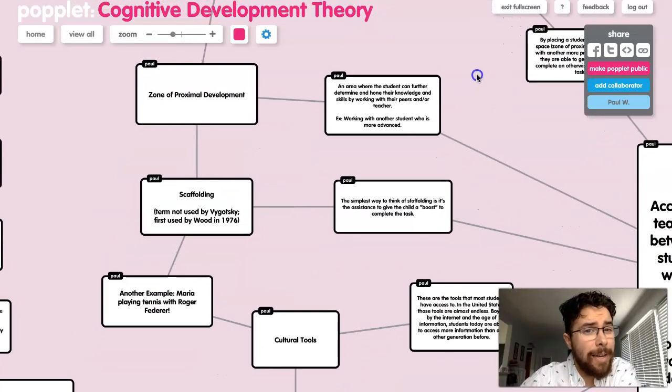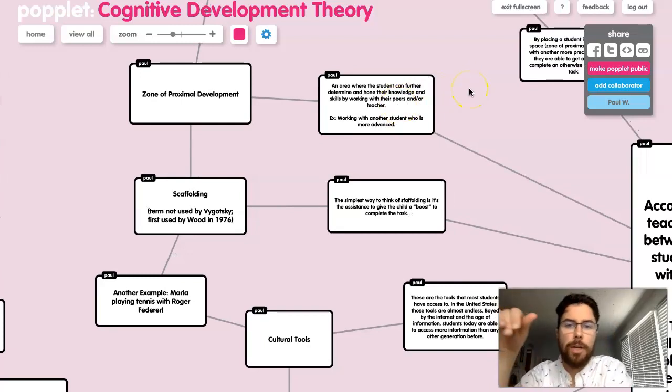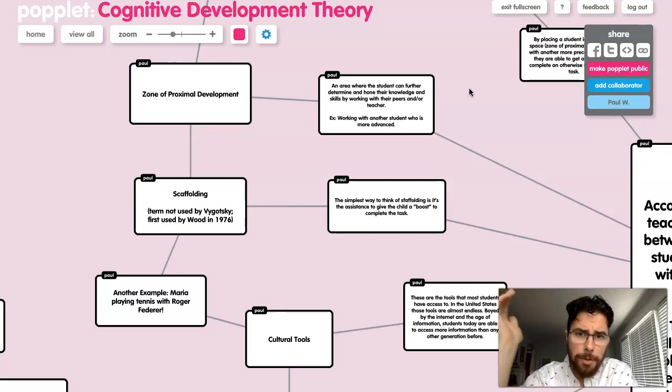So let's define zone of proximal development. So zone of proximal development, an area where a student can further determine and hone their knowledge. So exactly what we just talked about. Let's think about a third grade classroom. We're talking about fractions. One kid, teacher knows is really good. This guy, he could be working for IBM one day. We have another student who's not quite as advanced.